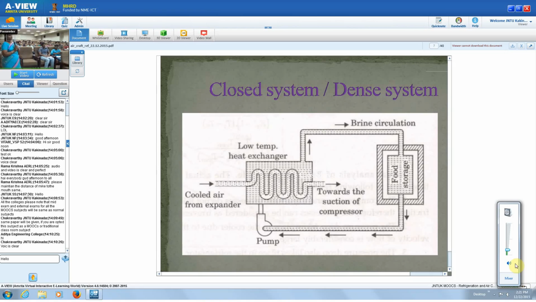So using the closed system or the dense system, there are a number of advantages. One advantage you have already seen: there is no choking of the valves, because air is not directly going inside the refrigerator and is not taking any moisture from the refrigerator.